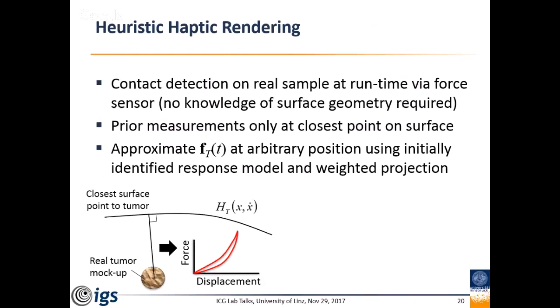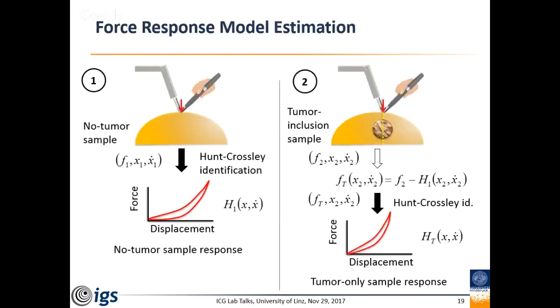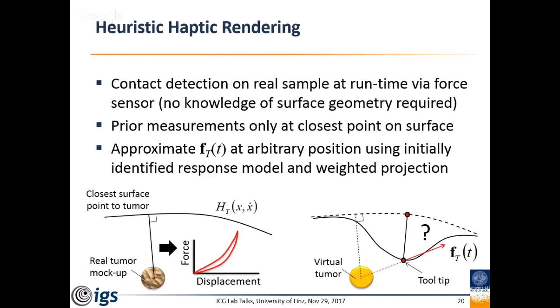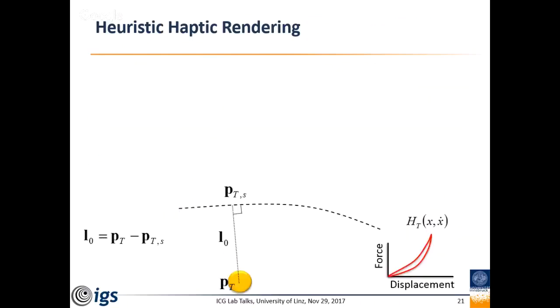But the measurements that we did before in this step are only from the point that's closest on the surface to the tumor. That means these force curves are only correct for this case. The question is now, how can we generate forces at an arbitrary position? When we're somewhere else on the surface and start pressing down, again we want to get a contribution from the tumor, but we have to approximate these forces based on the information that we have. We developed a rather heuristic model for that, which I will explain in the next slide.